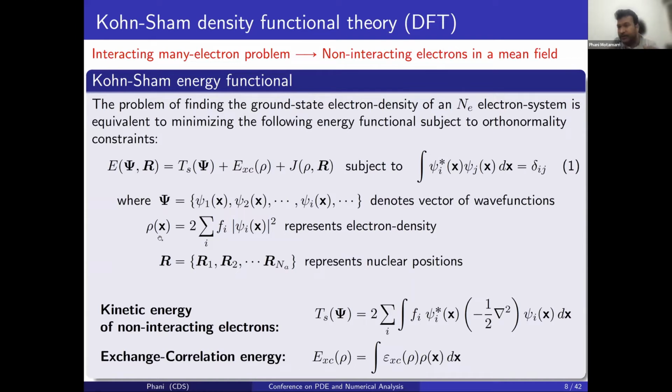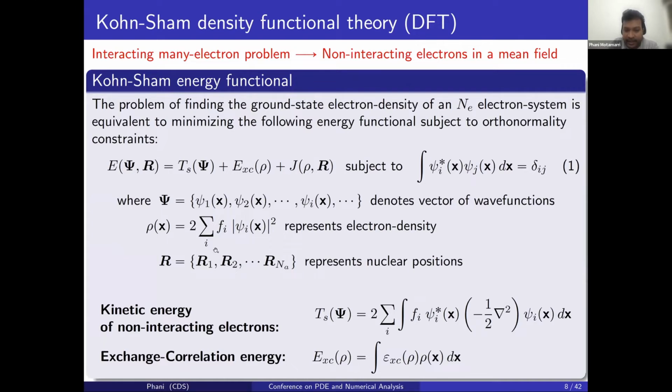But because you have reduced the problem into non-interacting electrons in a mean field, this electron density is computed using single particle wave functions, which is given by this equation here, the summation of f_i mod psi I of x squared, which is a relation between the electron density, the probability density of finding an electron at a material point x, written in terms of these single particle wave functions. And here R in this equation denotes the nuclear positions. For given fixed positions of nuclei, this is the energy of the material system.